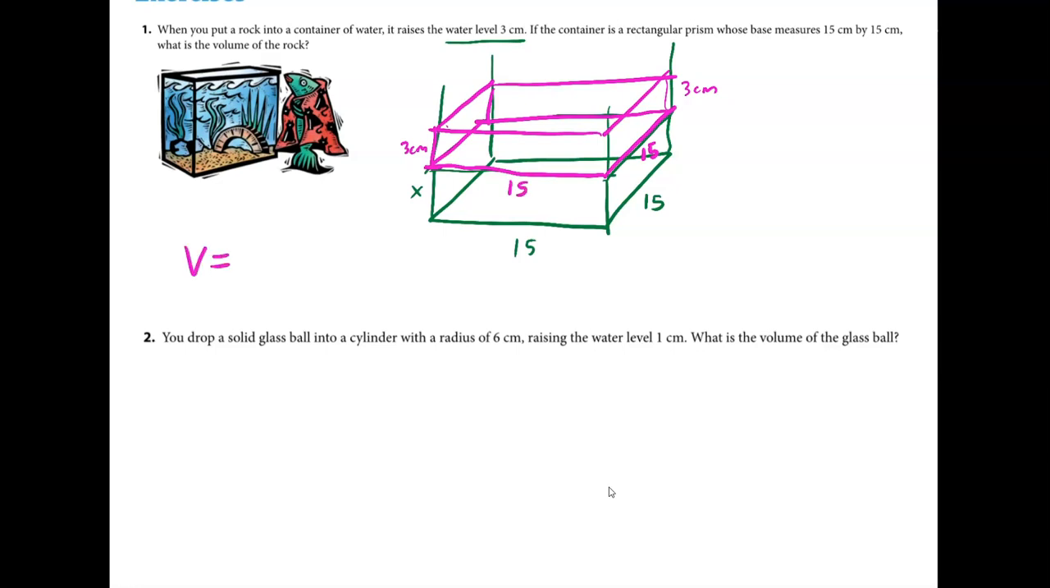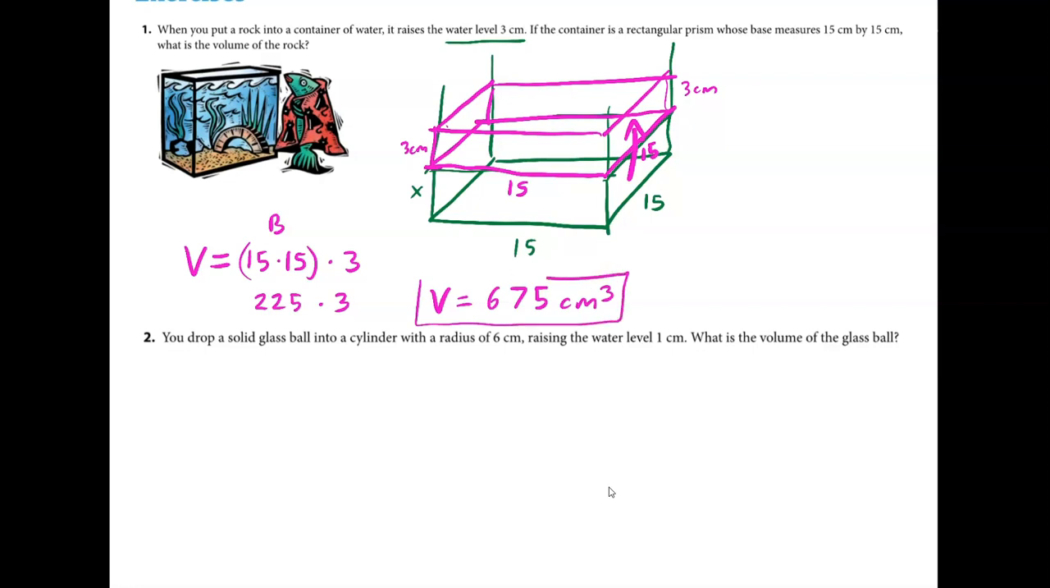So the volume that got pushed up to that new area is 15 by 15 to find the base, and then times the height of 3, so that's 225 times 3, or what, 675. So the volume is 675 cubic centimeters. Again, it didn't matter what the original height was, as long as the rock goes in there and sinks below the surface of this water, so it's not sticking out into the air. What matters is we now have 3 centimeters more of height.